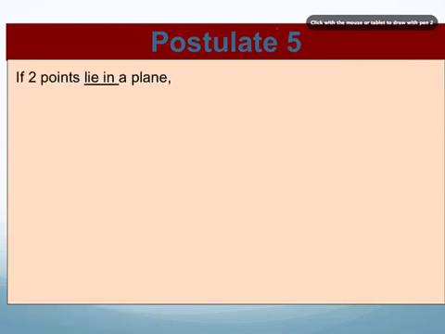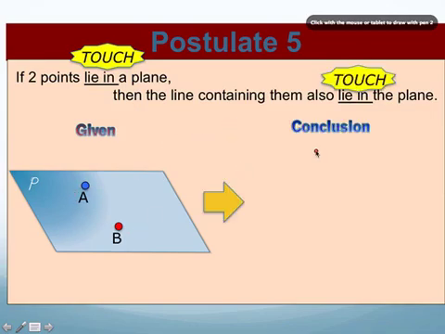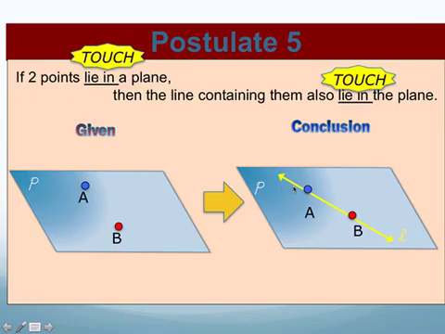Postulate 5. If 2 points lie on a plane, then the line containing them also lies in the same plane. So you are given 2 points. They are on top of the same plane. What this is saying is, like in this image here, any line that connects the 2 points has to also live on the same plane as the 2 points.